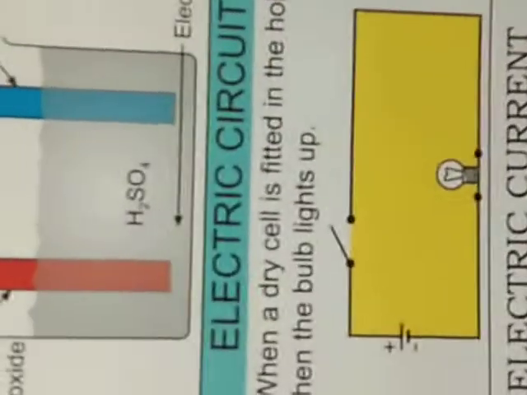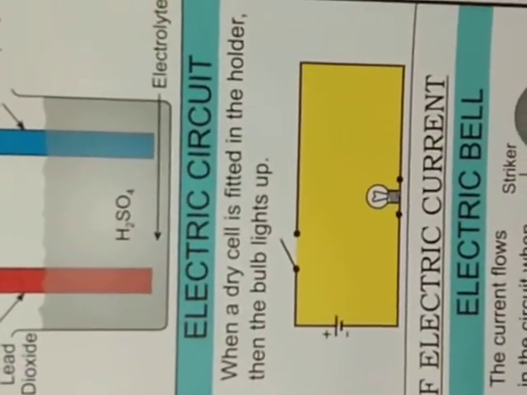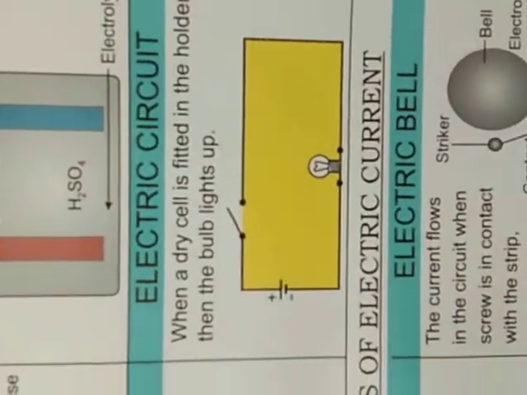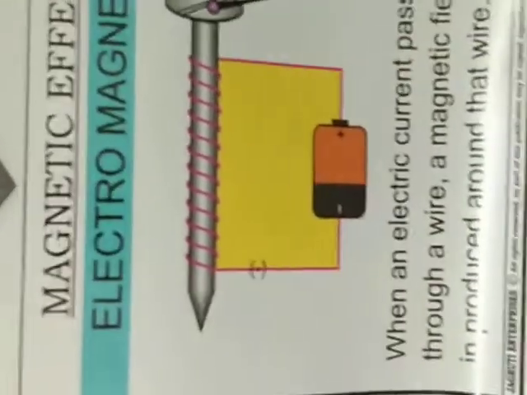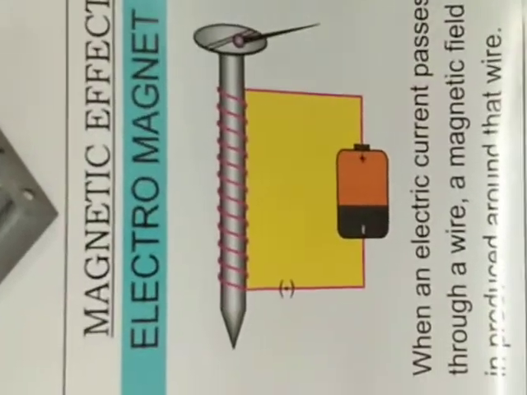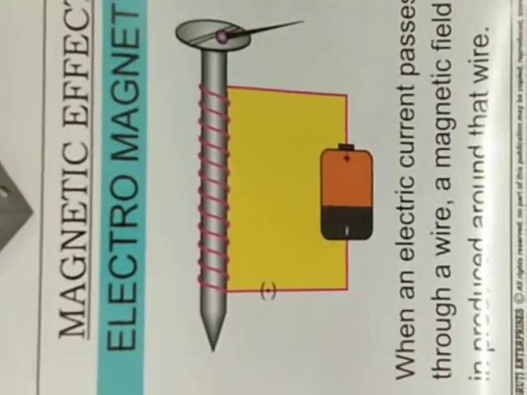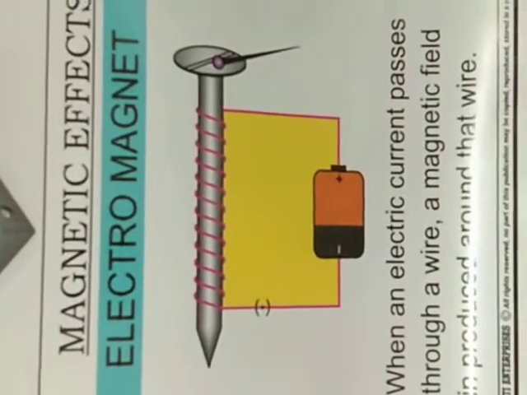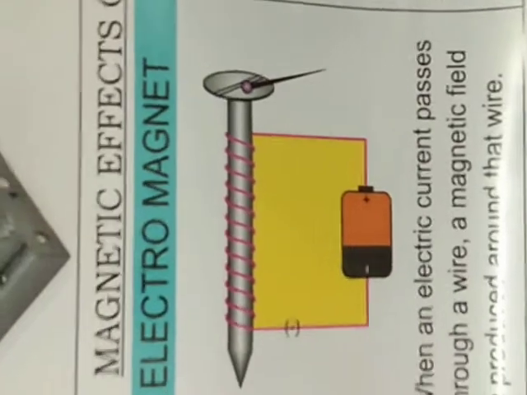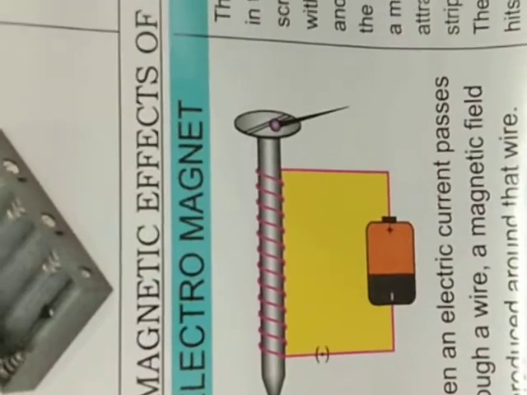Then the electric circuit, a very simple diagram of an electric circuit. When the dry cell is fitted in the holder, the bulb lights up. Then the concept of an electromagnet. Look at the electromagnet. This is a screw which is wound by wire and connected to the positive and negative terminals of the cell. When electric current passes through the wire, a magnetic field is produced around the wire. That is an electromagnet. Then magnetism is produced in the screw, and the screw works as a magnet.